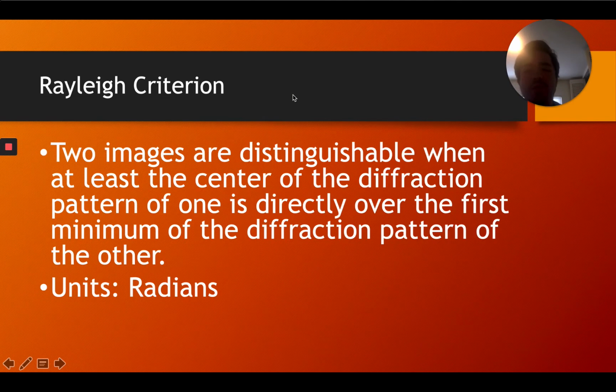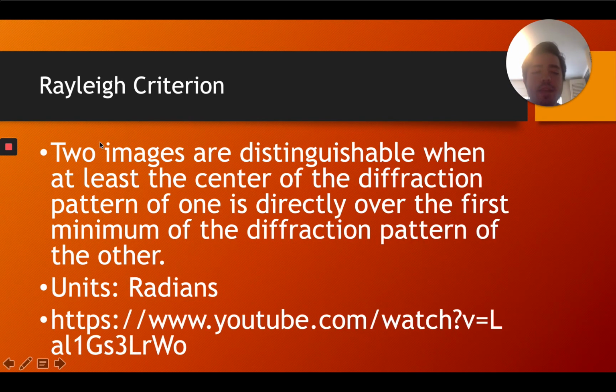And we will just say again, review Rayleigh's criterion: two images are distinguishable when at least the center of the diffraction pattern of one is directly over the first minimum of the diffraction pattern of the other. Remember, the units are in radians, and that YouTube video is the physics department explaining the same thing but with an example. We won't have time for it, but look at it.